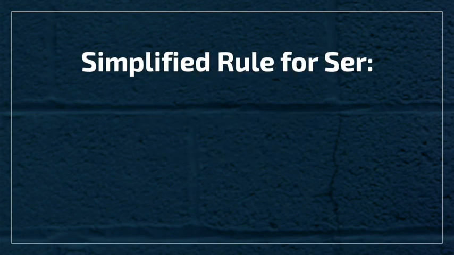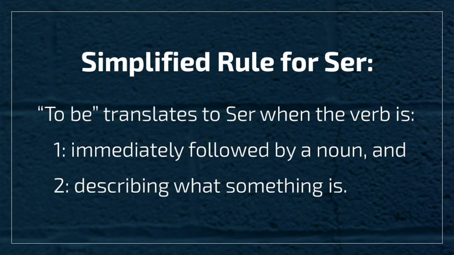When you see a form of to be in English, don't immediately translate it into a ser conjugation. Instead, look at what's right after the to be conjugation. If the thing that's after it is a noun, something that passes the food test, and the to be verb is being used to describe what something is, then you'll translate it to ser. If not, then just leave the to be verb in English for now.